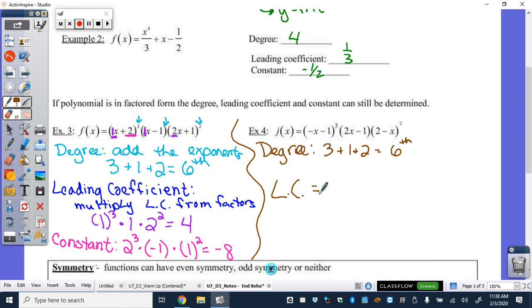So then our leading coefficient. What is our leading coefficient from the first set of parentheses? Negative 1, so that's going to be cubed. Leading coefficient from the second parentheses, 2. And then leading coefficient from the third, negative 1. It's always that number in front of x. That last set of parentheses is not in the correct standard form. It should be negative x plus 2. So when we multiply this one here, that's squared, that turns positive. This one stays negative, so negative 1 times 2 gives us a leading coefficient of negative 2.